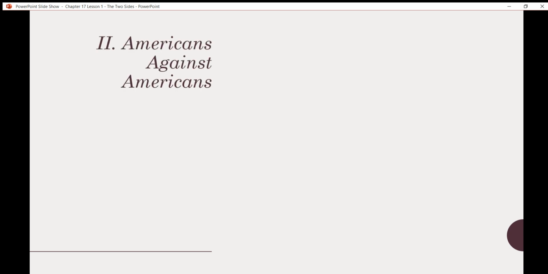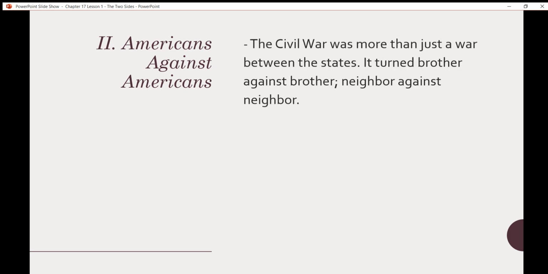On to section 2, which is titled Americans Against Americans. This is pretty much what the Civil War was. Americans pitted against each other. The Civil War was more than just a war between the states. It wasn't just an ordinary war. And by saying Americans against Americans, we're talking about, like we said at the beginning of this lesson, division in families, division in politics, division in beliefs, division in pretty much everything.